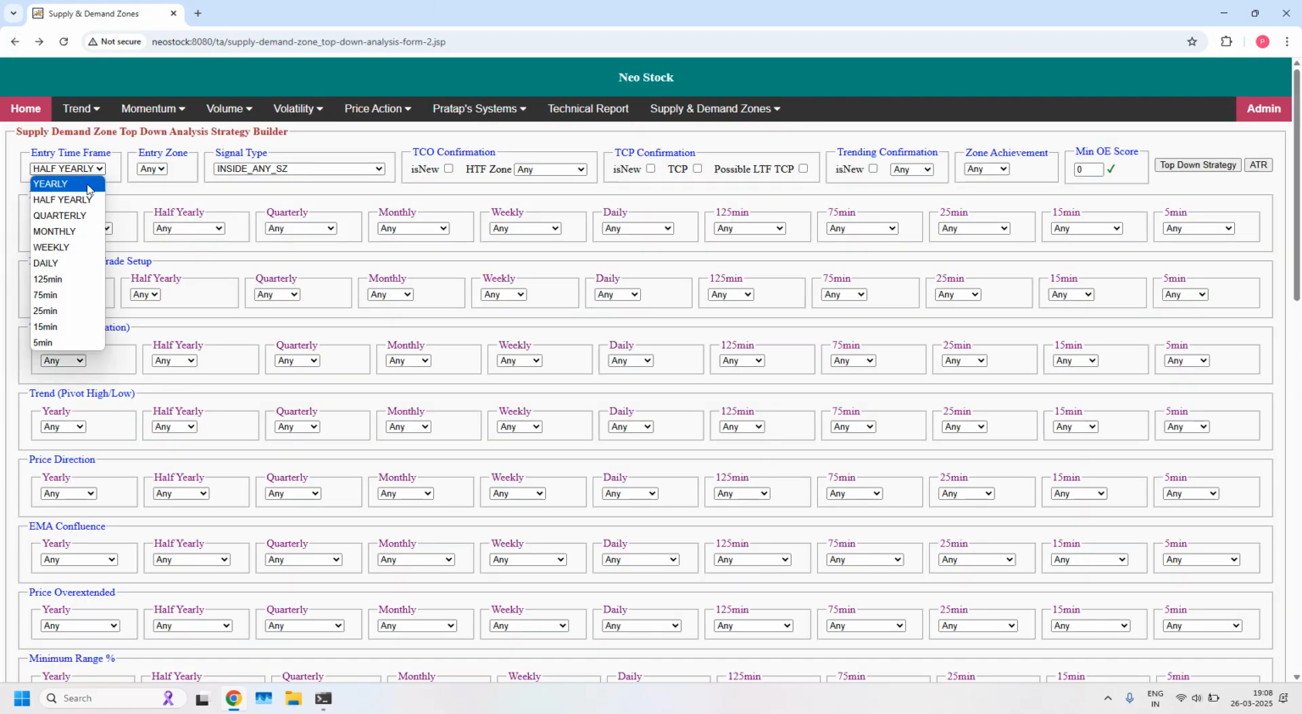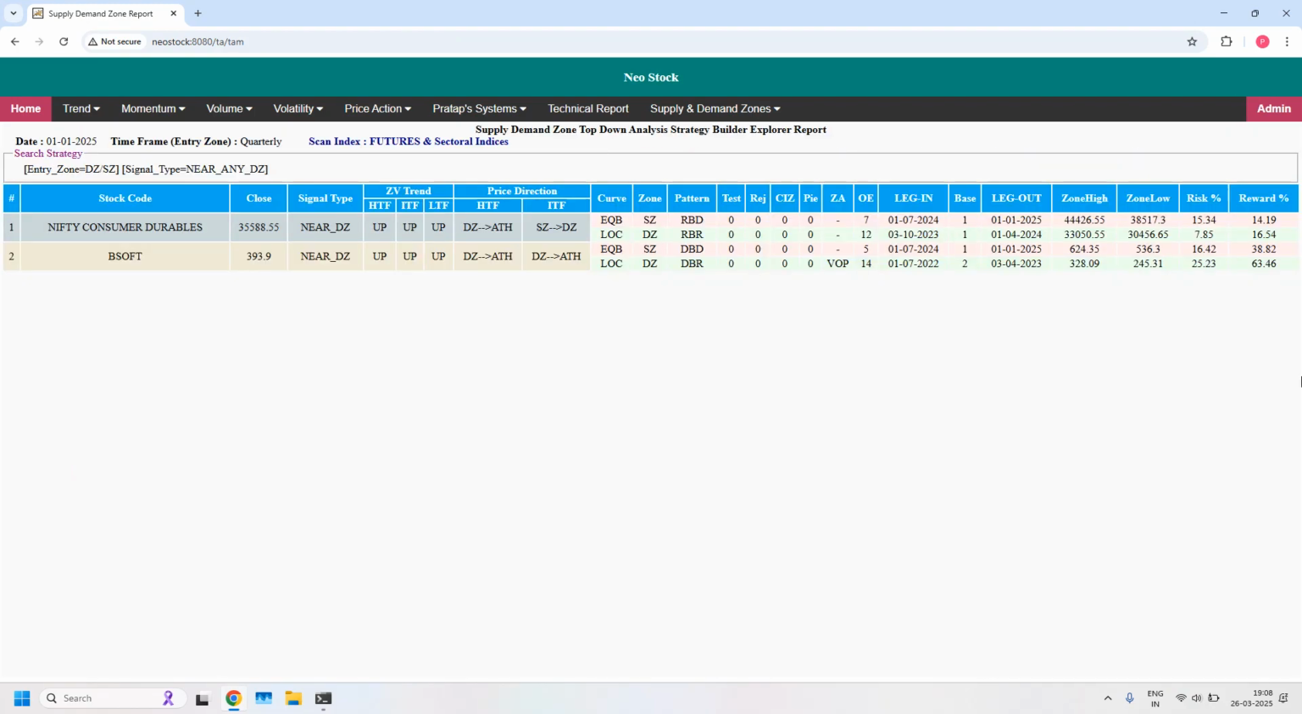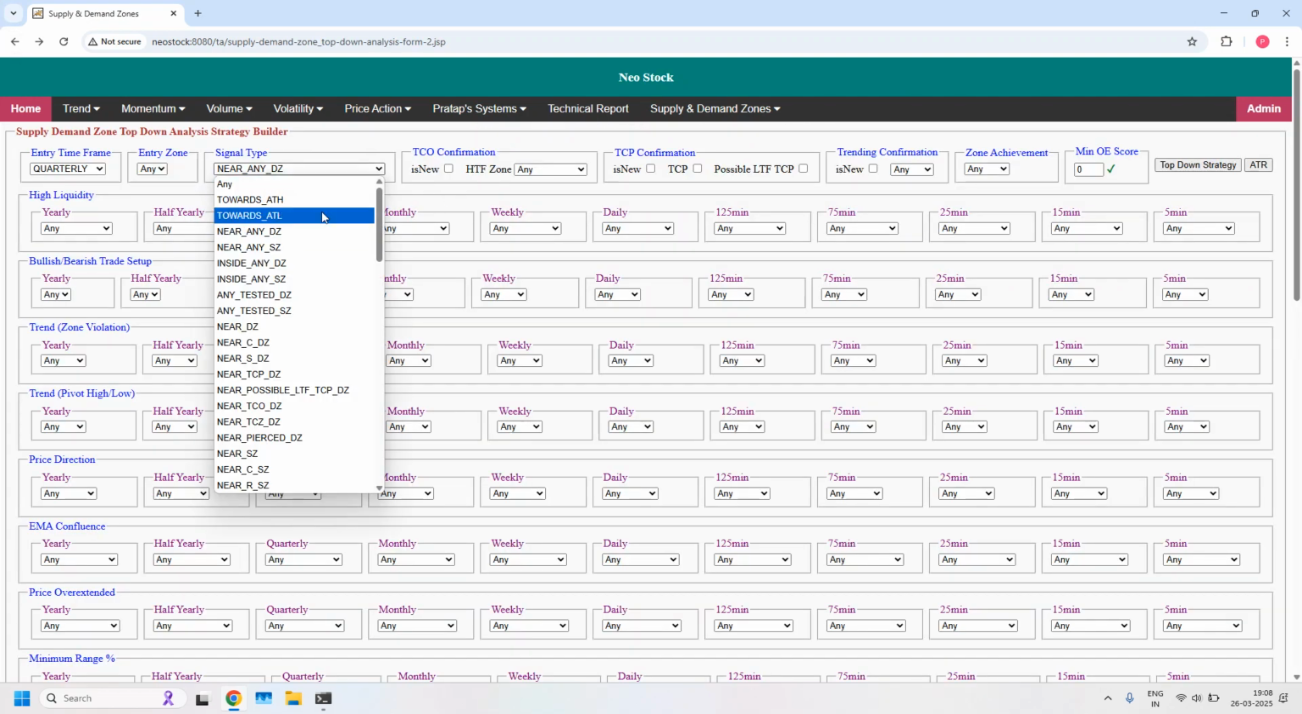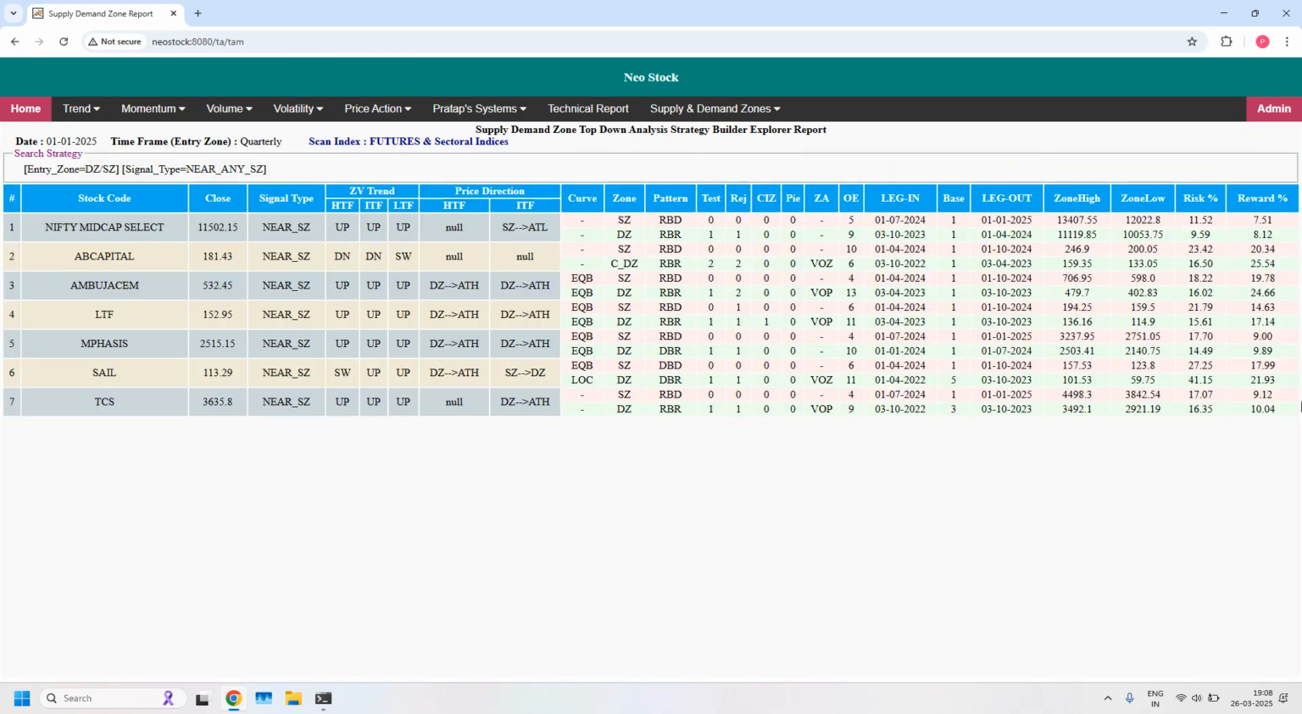Next time frame is quarterly. Stocks near quarterly demand zone. We got 2 stocks. Next, stocks near quarterly supply zone. We got 7 stocks.